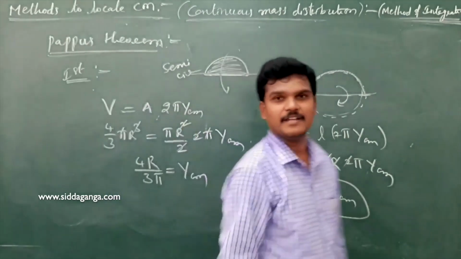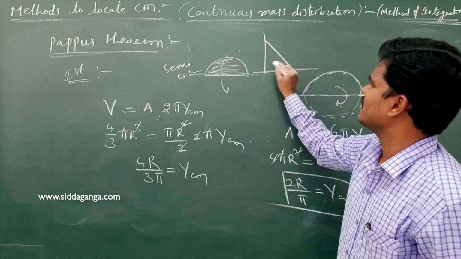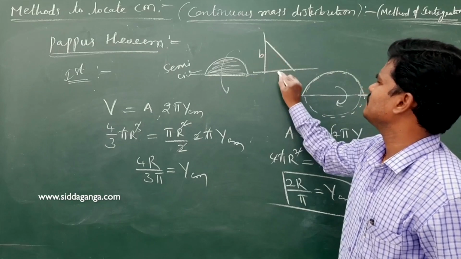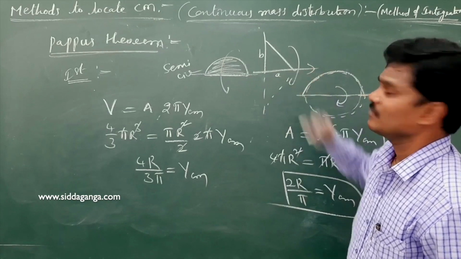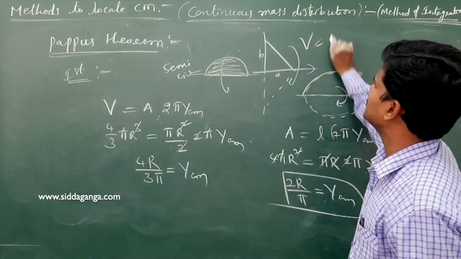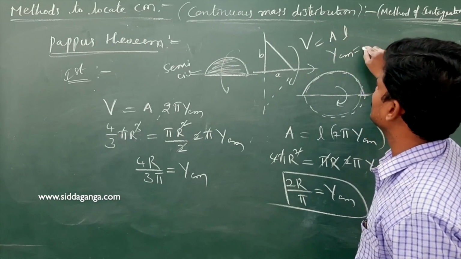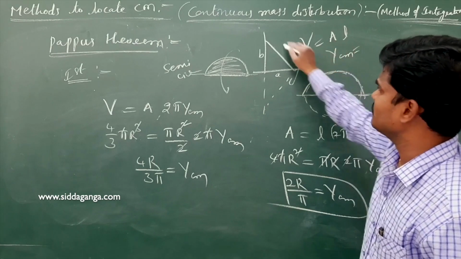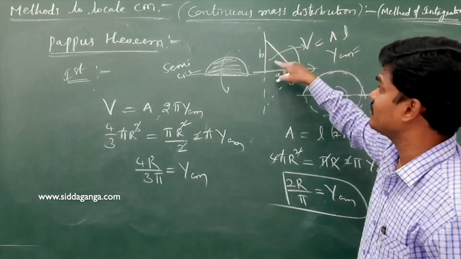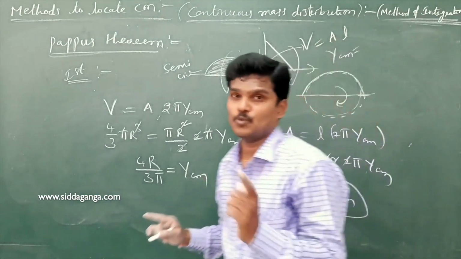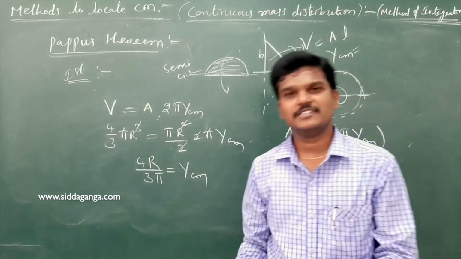In the same manner, if you take a triangular plate, see this is the triangular plate whose base is B and height is h, and if it is rotated like this, then the volume is generated. This generated volume is equal to area into the length 2 pi y cm. So you will get again the y coordinate of the center of mass as h by 3. Just convert the volume into the area of the triangular plate and the distance moved by the center of mass. Then you will get the answers. Anyhow, you learned the integration method. Better you practice the integration methods.